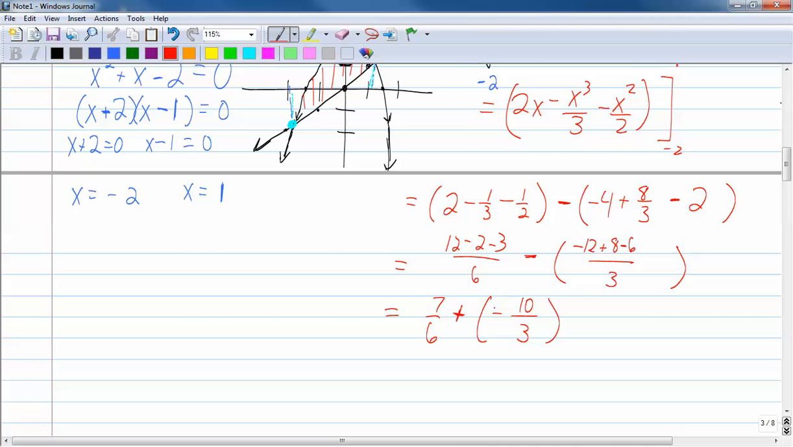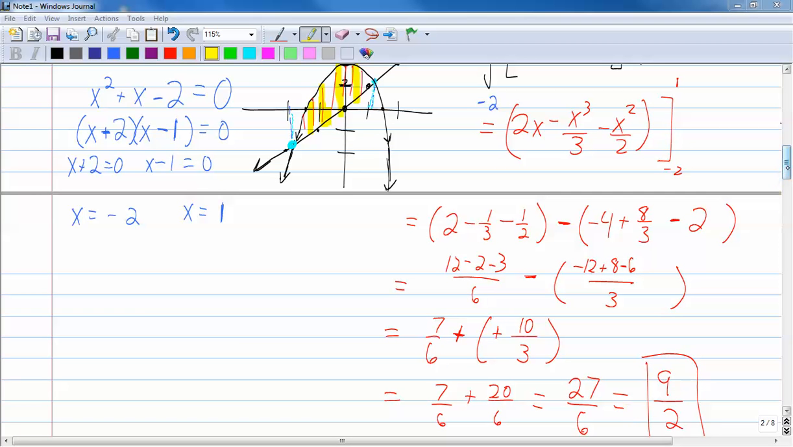So it's actually going to be plus. Get a common denominator. That's going to be 7/6 plus 26, or 27 over 6, which is 9 over 2. So 9/2 square units. We're going to have to use Simpson's or trapezoid rule on any of these tools.